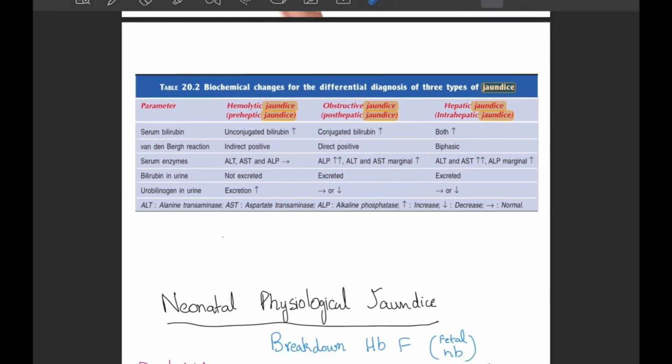Next we have a table of comparison between the jaundice types. So serum bilirubin is increased, unconjugated is increased in hemolytic, conjugated in obstructive, and both types of bilirubin are increased in hepatic. So indirect is for unconjugated and direct is for obstructive. Serum enzymes. So ALP is high in obstructive jaundice and ALT and AST are high in hepatic jaundice. So bilirubin is not excreted in urine in the case of hemolytic and excreted in other types, and urobilinogen is excreted in hemolytic.